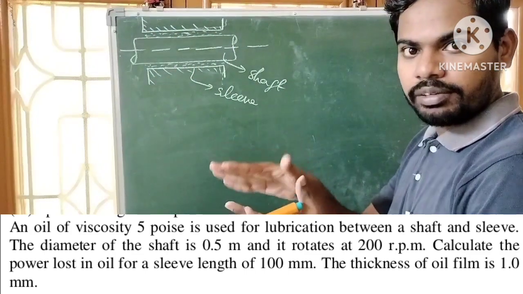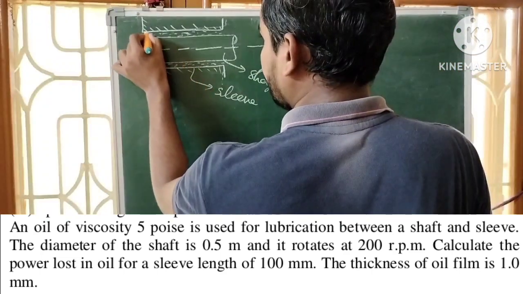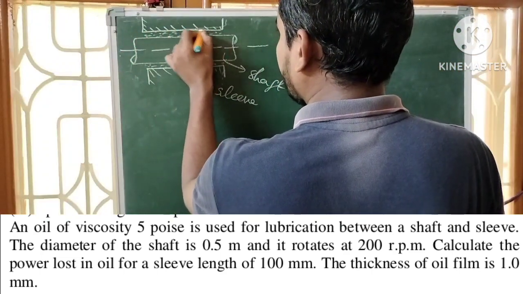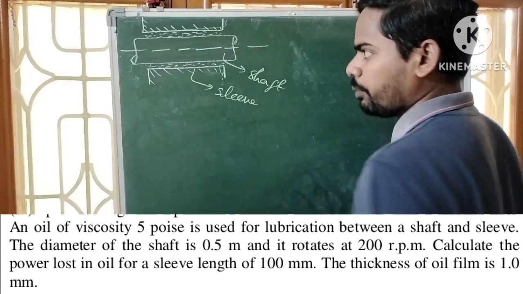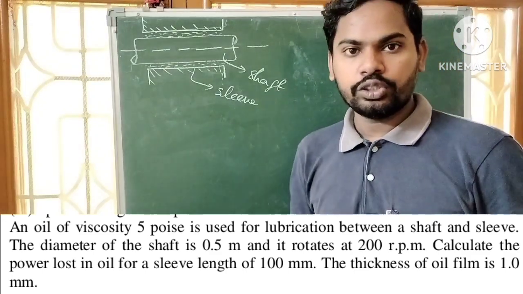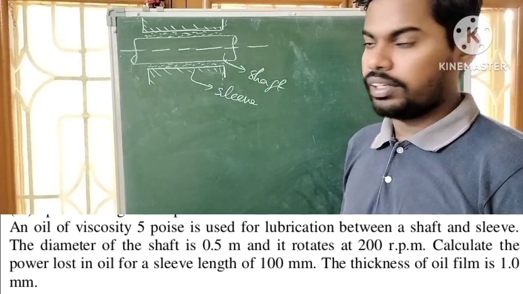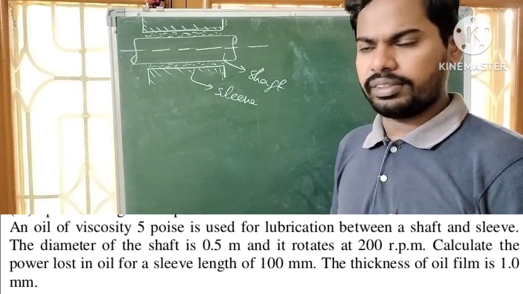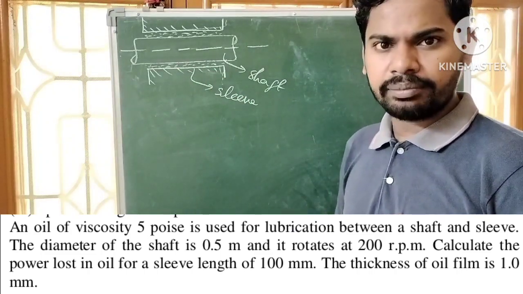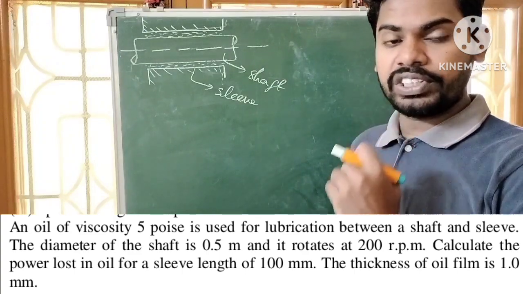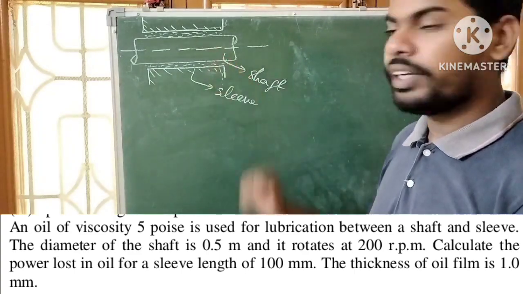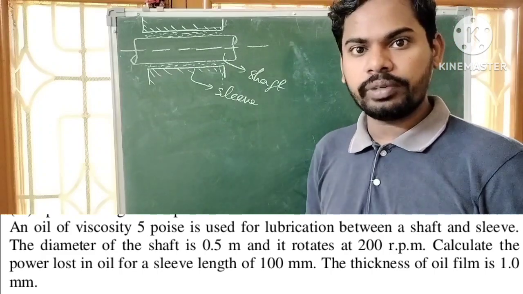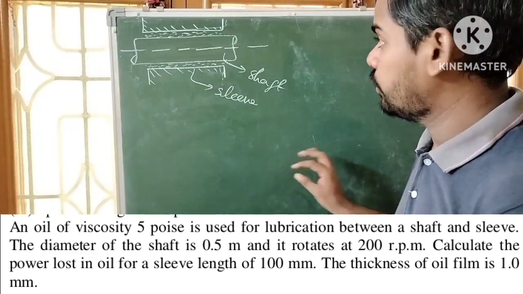This shaft ki sleeve ki madhyalo manam em chesam, oil anedi place chesam. We filled it with oil. For what purpose? Lubrication purpose, to reduce friction. In general we provide lubrication to any rotating element, any rotating system, to reduce friction. So friction ni tagginchadaniki lubrication use chestam. That is the main purpose of lubrication.